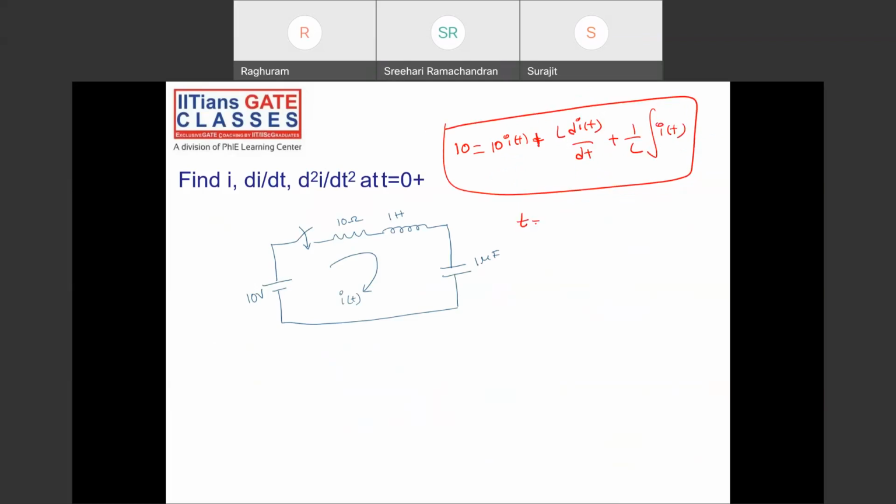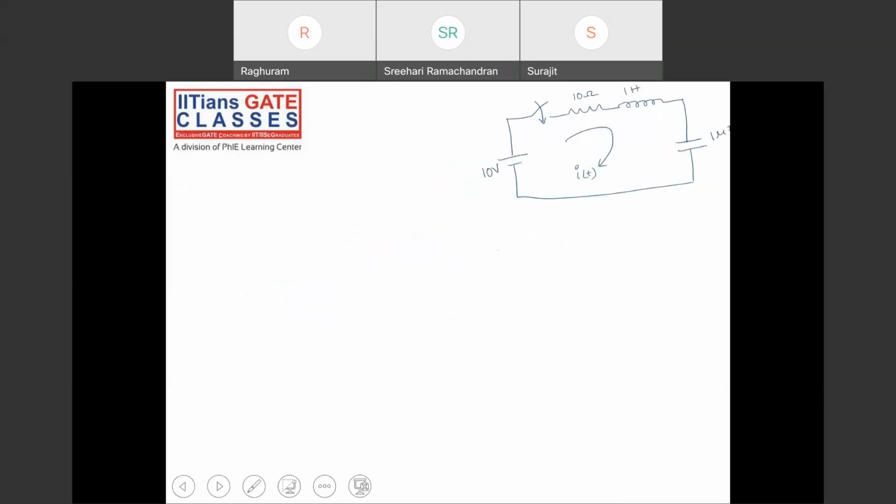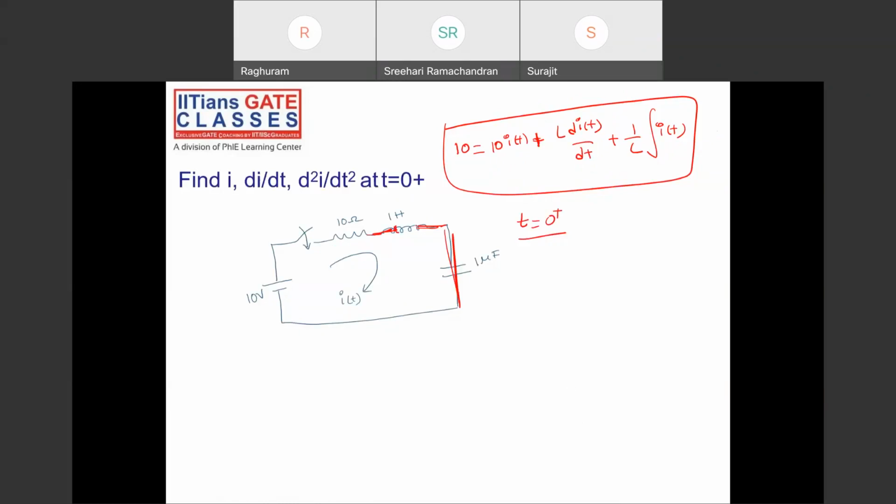So at t equal to 0 plus, what happens to the capacitor? Just as we have seen, the capacitor will be a short circuit and the inductor will be an open circuit, right? No current. So just after the closing time, because the inductor is uncharged and the capacitor is uncharged, just after the switch is closed, no current flows through this.